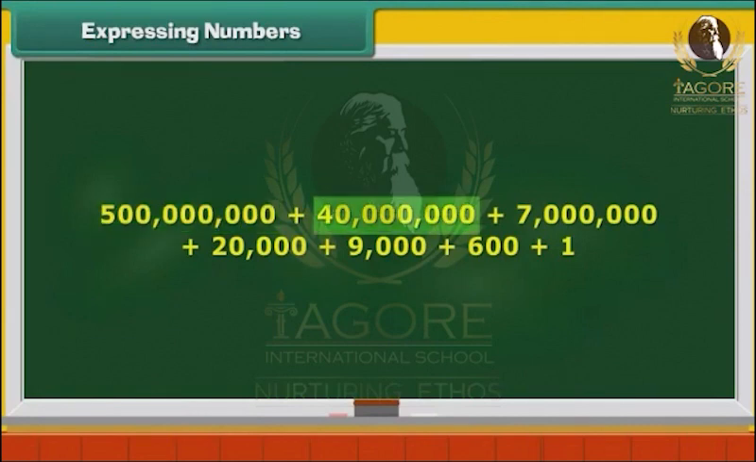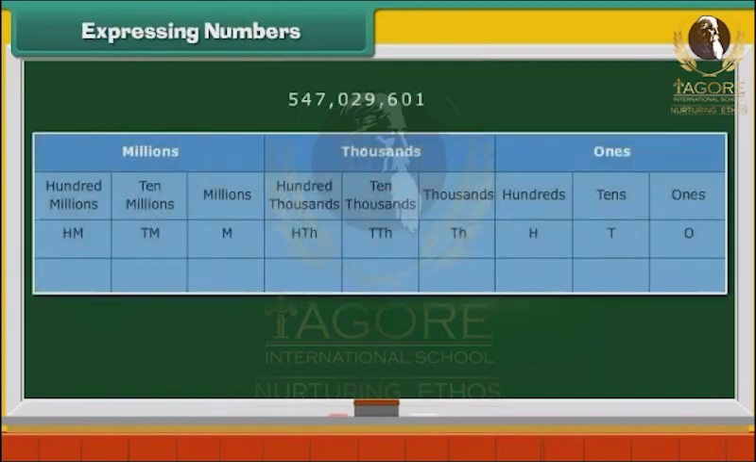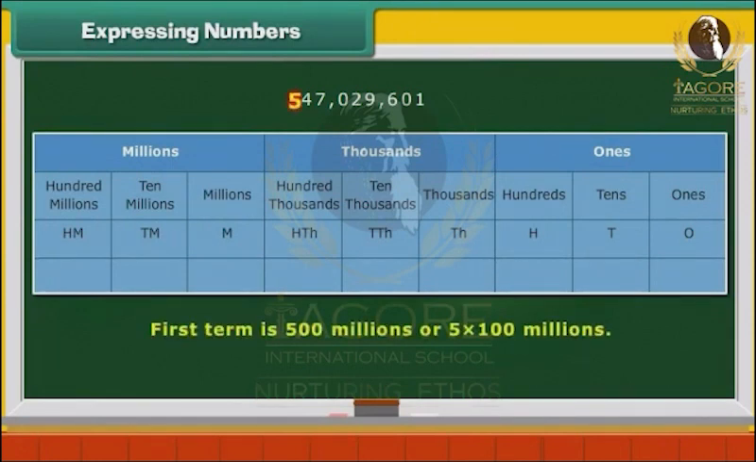Now look at this number expressed in expanded form: 500 million plus 40 million plus 7 million plus 20,000 plus 9,000 plus 600 plus 1. Let us express the number in standard form. The number belongs to the international system of numeration. Therefore, draw the international place value chart. Let us look at the terms one by one. First term is 500 millions or 5 into 100 millions. Place 5 under HM. Second term is 40 millions or 4 multiplied by 10 millions.